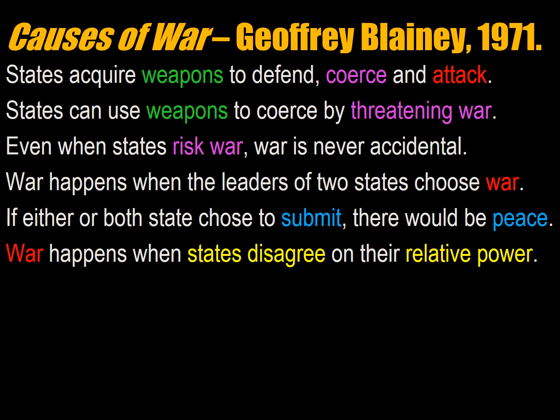Geoffrey Blainey wrote a book in 1971, very well known, called The Causes of War. And these are some of his observations. States acquire weapons to defend, to coerce, and to attack. Coercing meaning you're threatening, but you're not necessarily attacking. States can use weapons to coerce by threatening war.